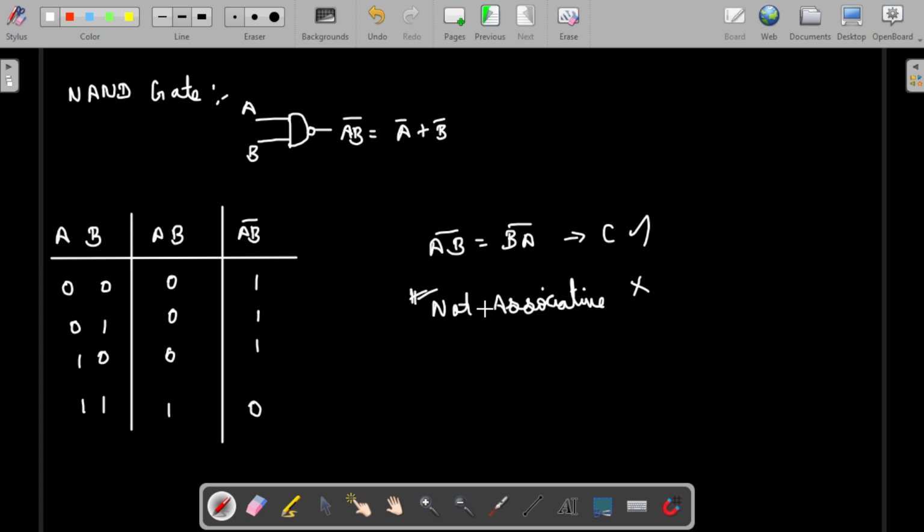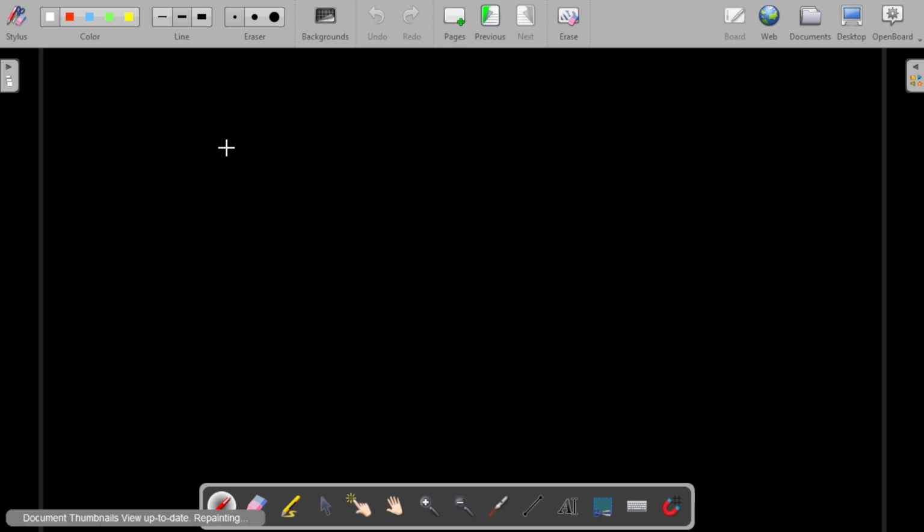So let's see another one of the universal logic gates, that is NAND. The other one is NOR. So we will be proving how other logics can be derived from here. First, let me explain what all the possible gates are that are available. So here, the same thing like an OR gate with a bubble.